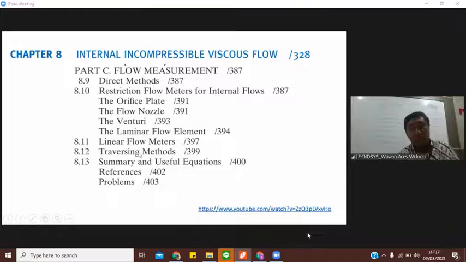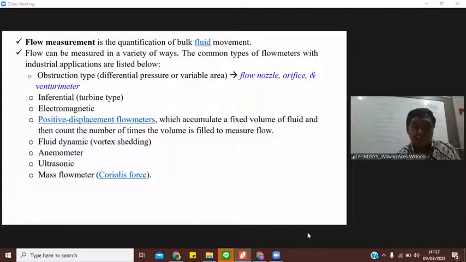And we have too many types of flow measurement, yeah. Okay, now this one, yeah. We call obstruction type is differential pressure or variable area. Okay, this one we call flow nozzle, orifice, and venturi meter. And then inferential, this is turbine type, electromagnetic type, positive displacement flow meter, fluid dynamic, anemometer, ultrasonic, mass flow meter. And maybe you know about the pitot-static tube.